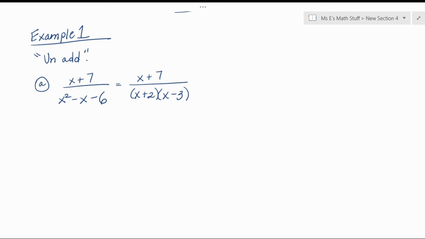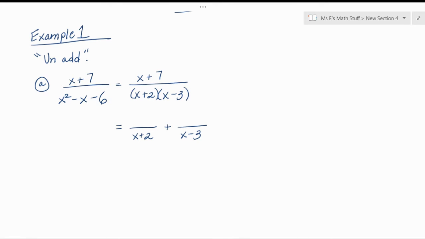Okay. All right. So once you factor the denominator, the next thing you're going to do is write what's called the form of the decomposition. So let's go down here. The form of the decomposition is going to be basically two fractions added together where you take the factors that you see here and they become the denominators. So x plus 2 is one of the denominators and x minus 3 is the other one.